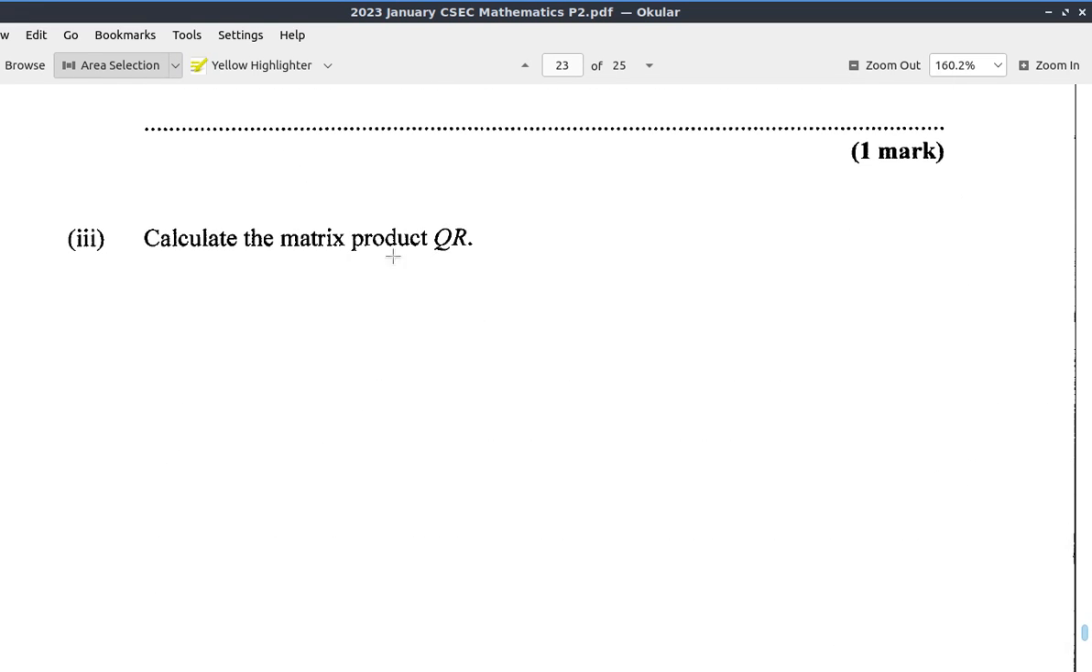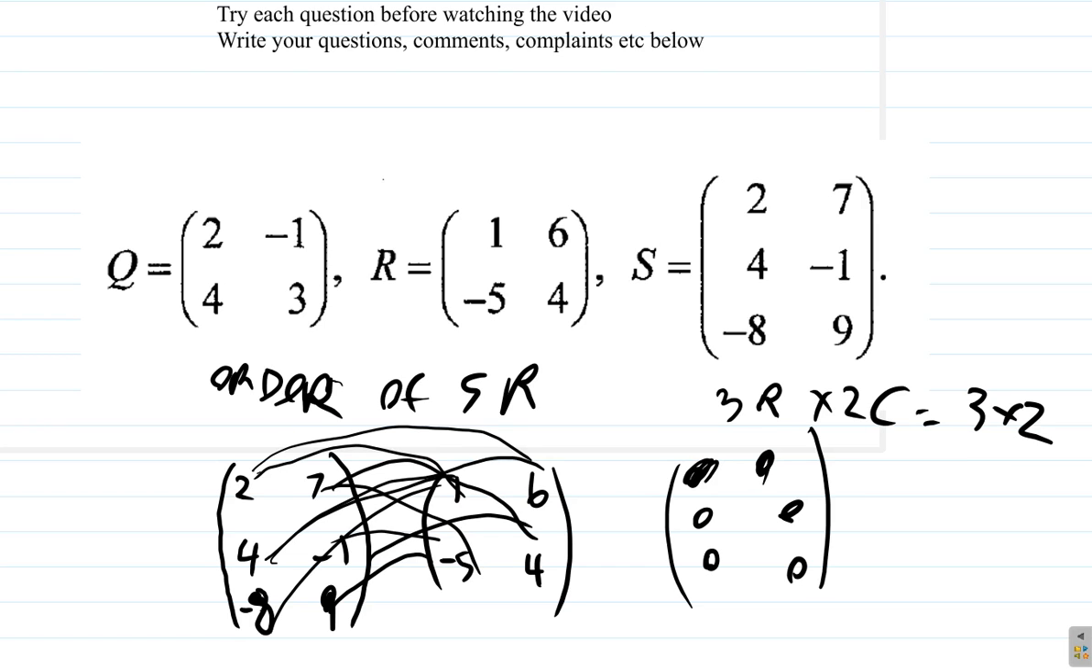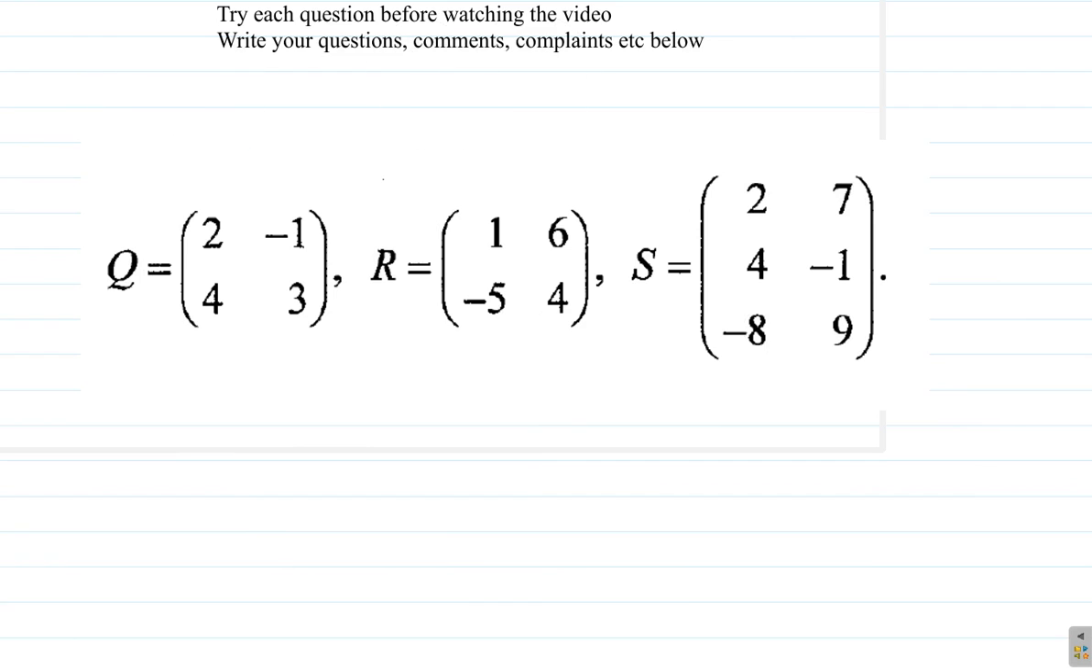Now they say calculate the matrix product QR. Alright, so calculate QR. So remember, at each stage you must try them. Make sure you try them before you watch me do it. QR. Let me write the QR better here. Calculate QR.